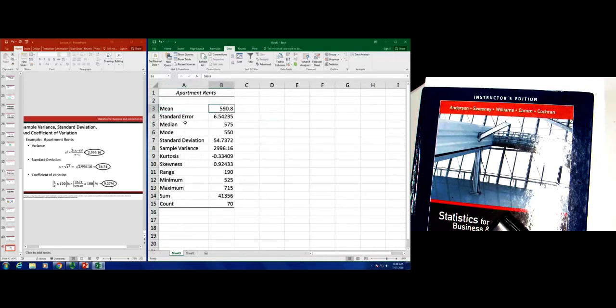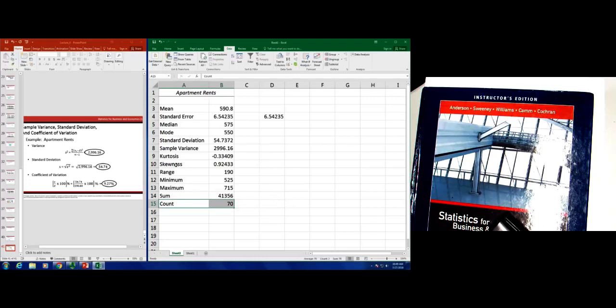Here it reports the mean. Standard error, we haven't discussed this, is the standard deviation divided by the square root of the sample size, which is 6.54235. It reports median, mode, standard deviation, variance. Kurtosis, we haven't discussed kurtosis. We haven't discussed skewness yet. It reports the range, minimum, maximum, sum, which means the sum of all observations, and the sample size.